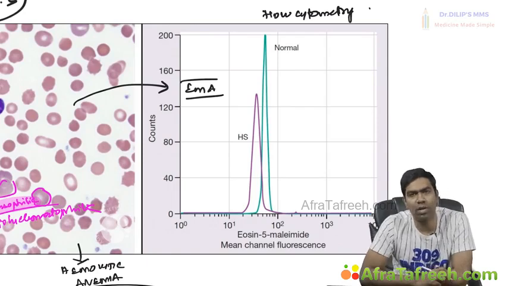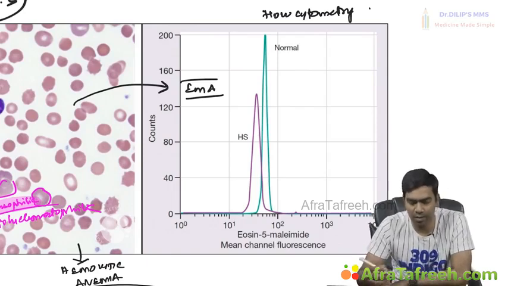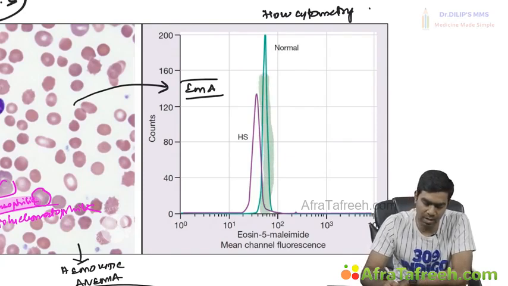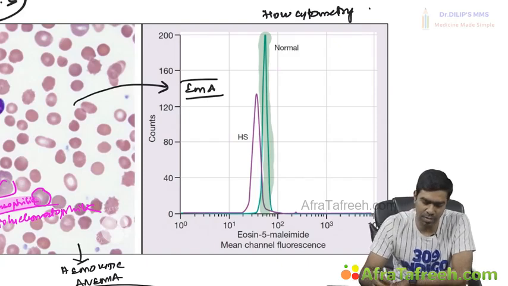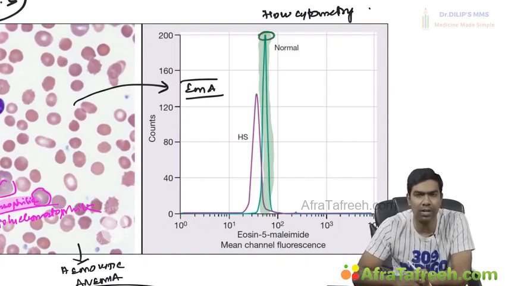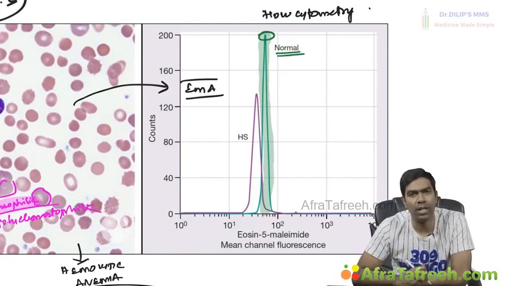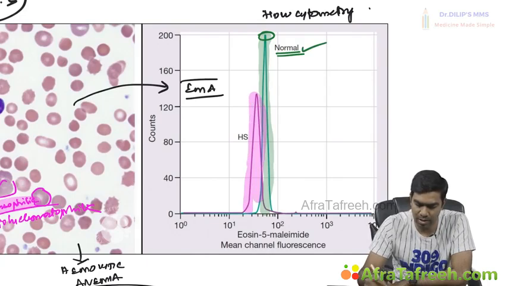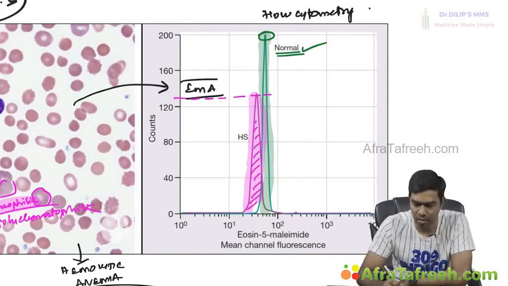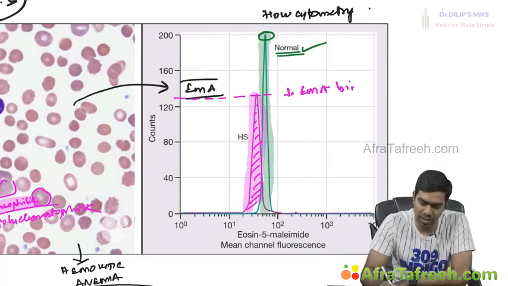In a flow cytometry, what you are typically going to see, I have given two things. One is the binding of the EMA, eosin-5-maleimide binding, which tends to be a normal peak. So a lot of RBCs will have normal EMA binding if it's normal. But if it's hereditary spherocytosis, you can see reduced binding. The peak is reduced and the area is also reduced. So you can see reduced EMA binding if the patient is suffering from hereditary spherocytosis.